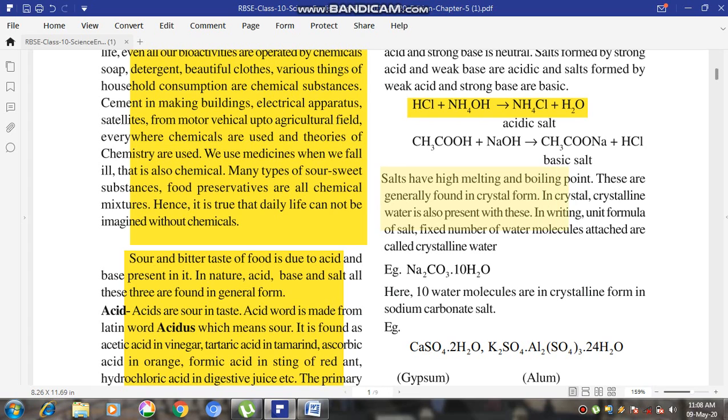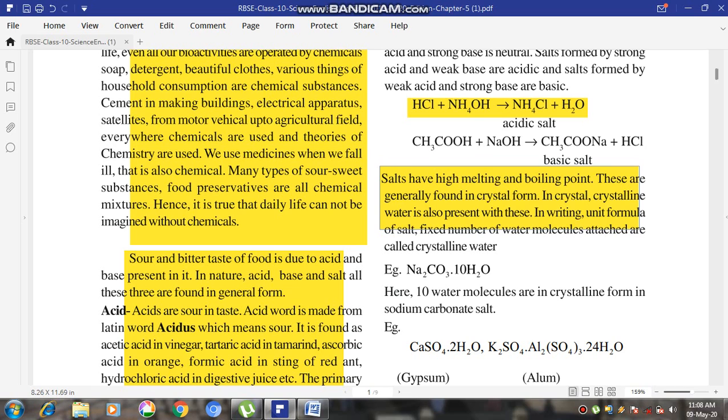Basically, salts have a high melting point and boiling point. These are generally found in crystal form. Crystalline water is also present with them. In writing the unit formula of a salt, the fixed number of water molecules attached is called crystalline water.